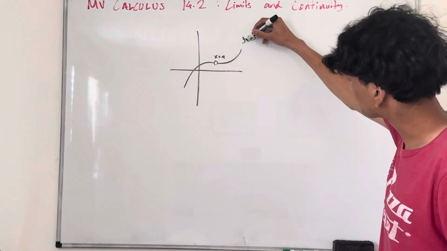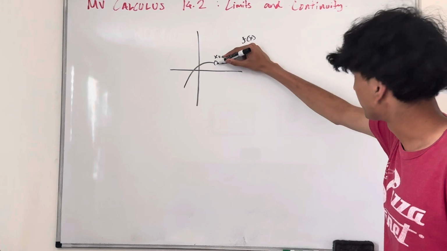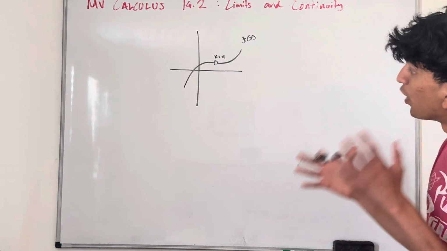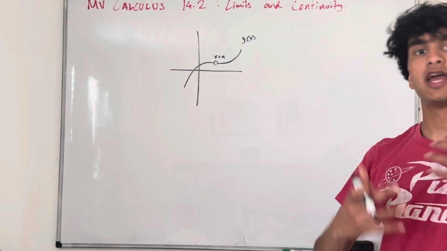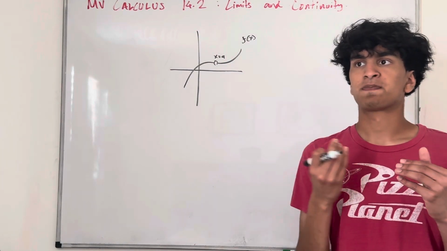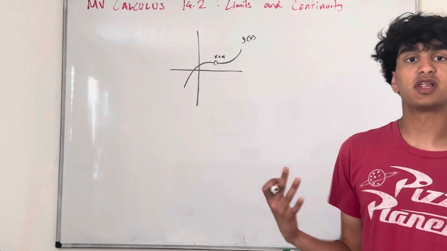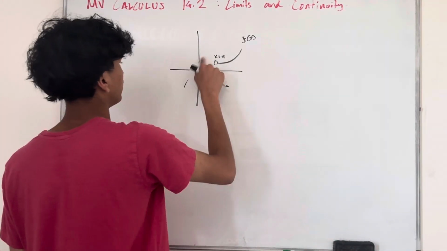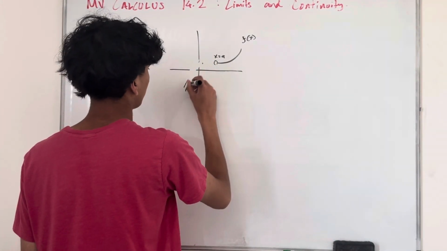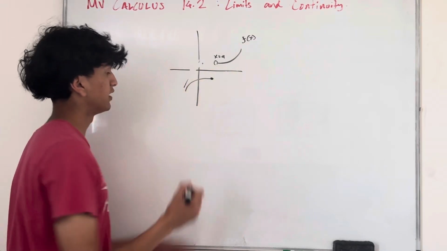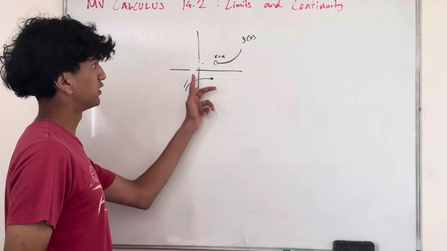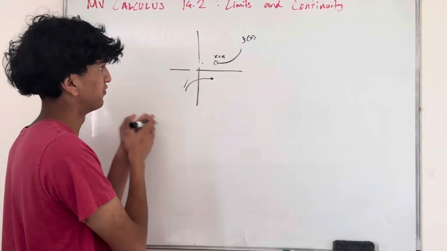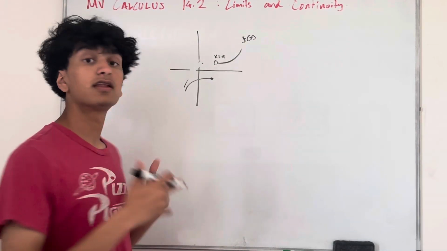So from the right, what value is my function approaching? And from the left, what value is my function approaching? And that wasn't that crazy, right? We knew a limit didn't exist if, for example, from the left side my function approaches a different value than from the right side. Then the limit doesn't exist.